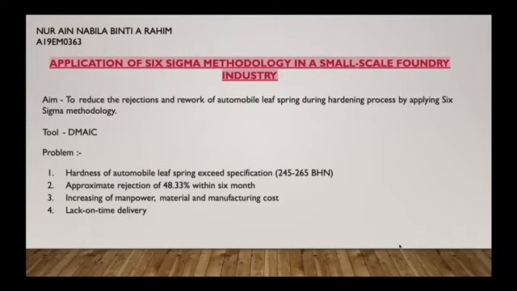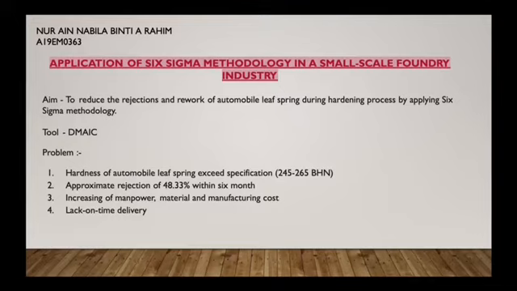I will present my part for this project first. I did a summarization of a case study related to the topic chosen by our group, which is application of Six Sigma in a small scale foundry industry. The aim of this project is to reduce the rework and rejection of automobile leaf springs during the hardening process by applying Six Sigma methodology. The tool used for this case study is the DMAIC tool.